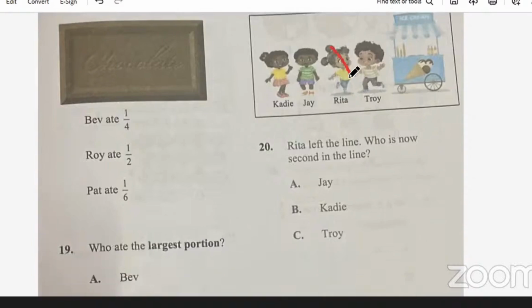So Rita left. Rita is no longer here. So Troy is still first. J is now second because Rita left the line. So the answer would be A, J. J is now second in the line.